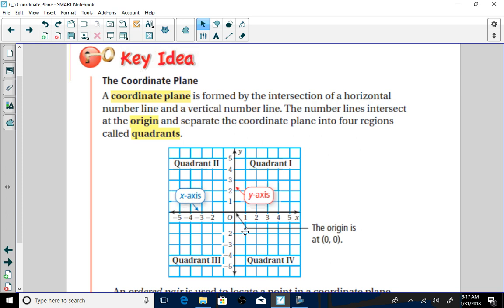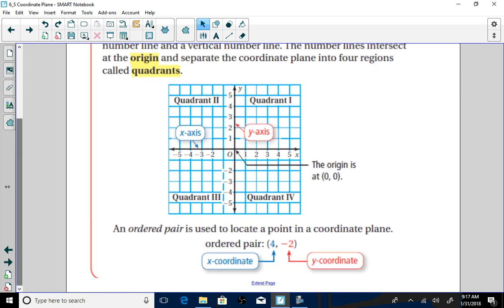Next we have what's called the origin. The origin is the intersection of the horizontal and vertical number lines. The origin is located at 0 on the x-axis and 0 on the y-axis, right? So here's your origin. And all that information you should already know.